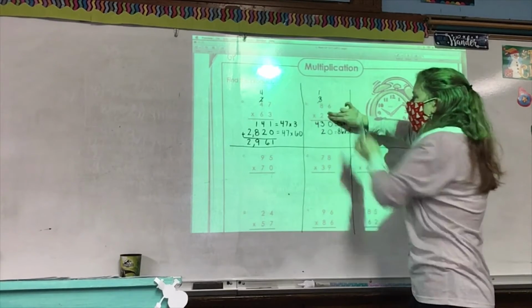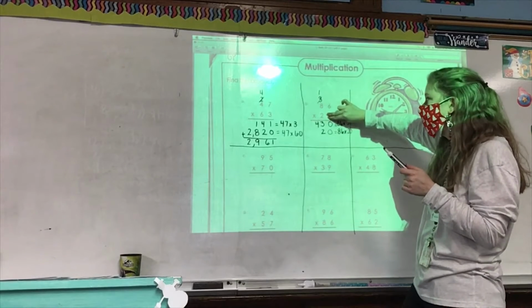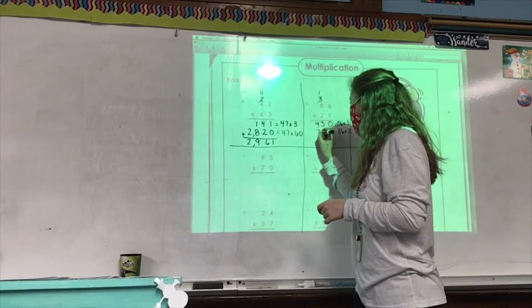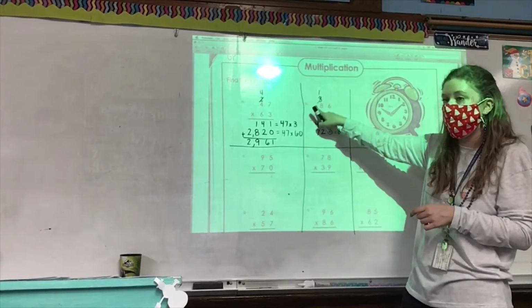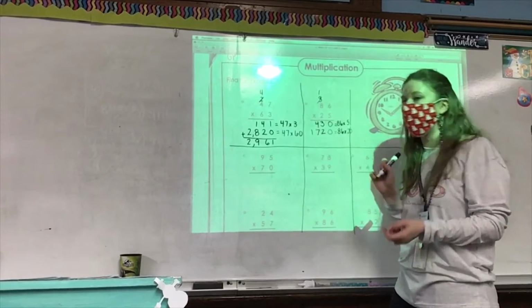I have to add the regroup number. So Kingston, 2 times 8 is 16, plus 1 is 17. Now, because I don't have another place to regroup, I can just put the 1 down at the bottom.